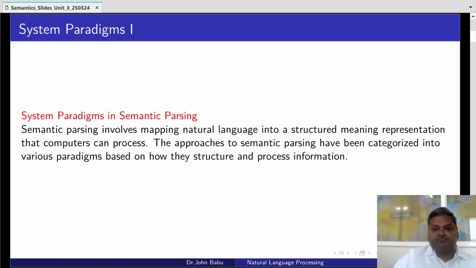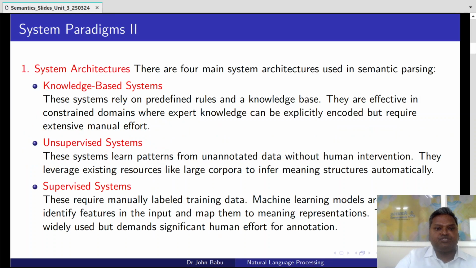So, when we want to convert this into a computer friendly format, we can take different approaches in different paradigms or different angles based on their structure and how they process the information. Now, let us see three different paradigms in the system. Firstly, we'll talk about system architecture: how they are built, what is the principle or the working style of the systems used for semantic parsing.